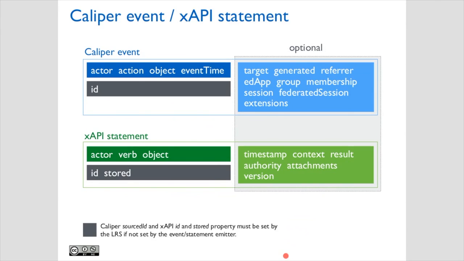Is there anything else you'd like to add, Aaron, relative to the general approach regarding events and statements? Yeah, I would just point to the stress. You said something really important as a distinction: the things that are optional in a Caliper event are already rooted in a learning context, specifically a higher education context, whereas when you take a look at the optional things under xAPI, they're a little bit more generic, and that was done intentionally because, for example, something like membership, or ed app, are things that we could put in under context or attachments.